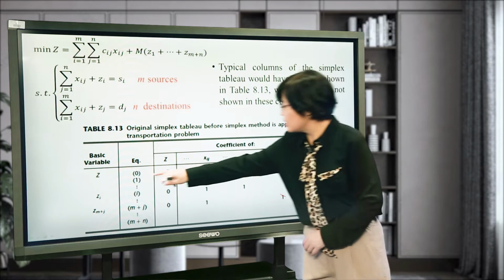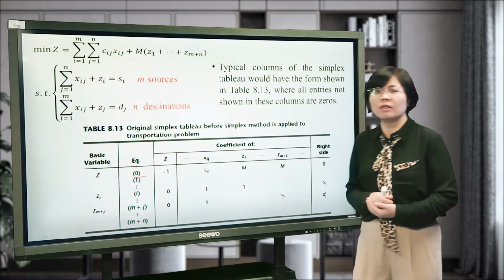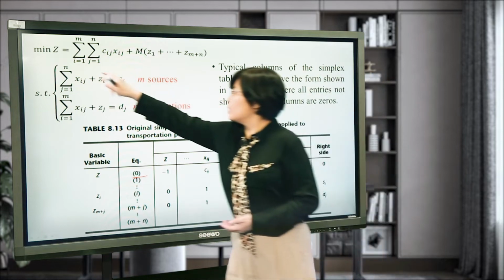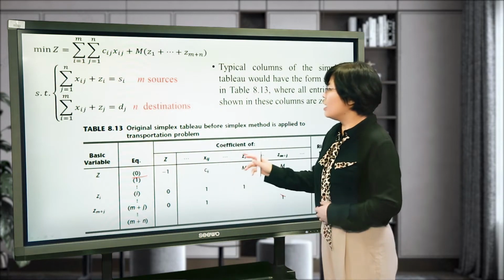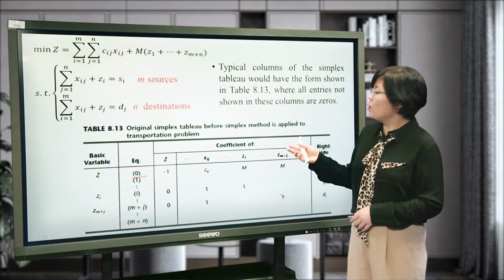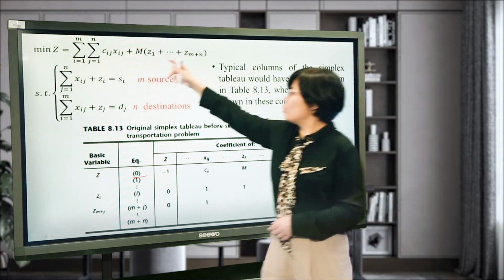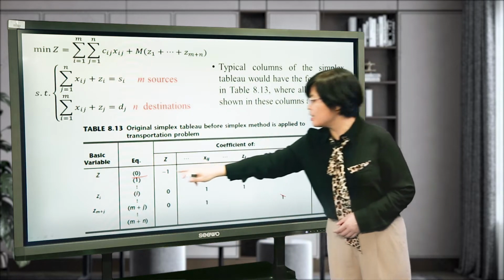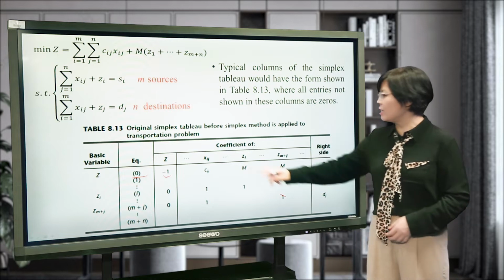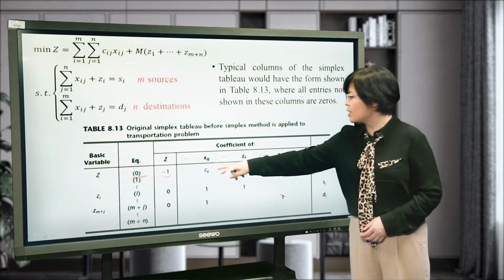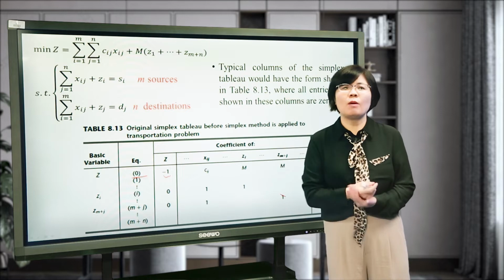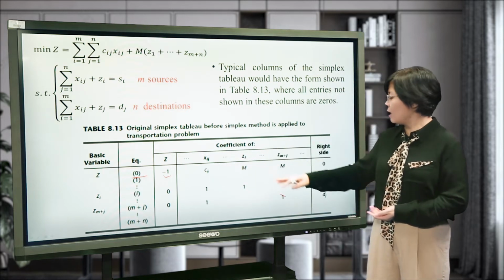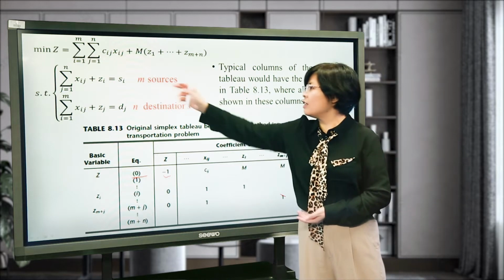Now I interpret row 0. It is the coefficient of the objective function. We move the z to the right, so the coefficient of it is -1. And the first line is the coefficient of the objective function, and this is the coefficient of the constraints.